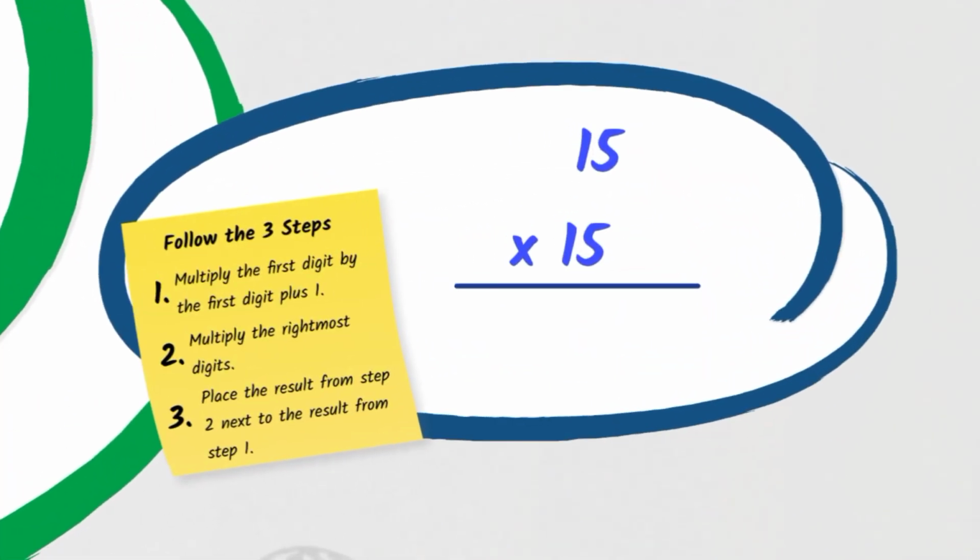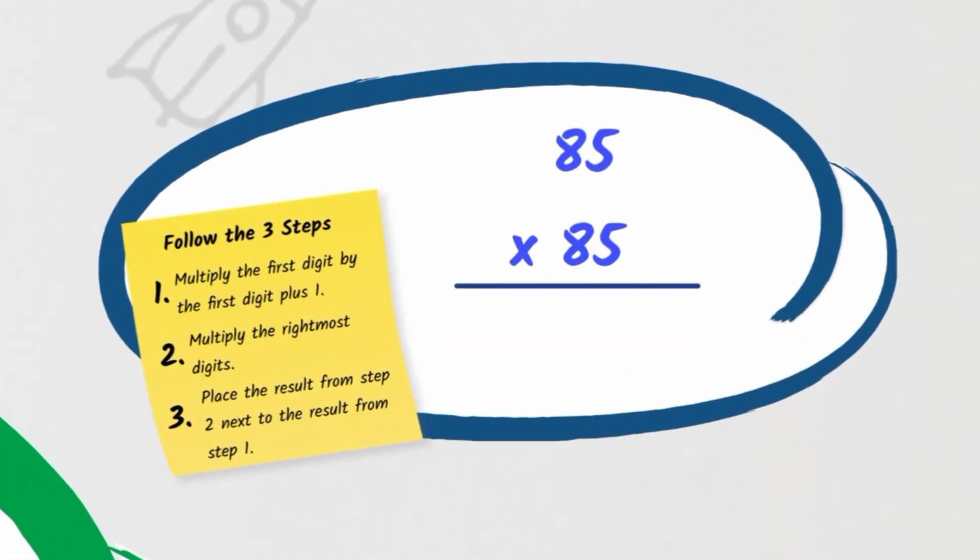Example number 7, 15 times 15. So again, before you multiply the tens digit, add 1 here. So this will become 2. And 1 times 2 is equal to 2. And for step 2, multiply the rightmost digits. 5 times 5 is equal to 25. 15 times 15 is equal to 225.